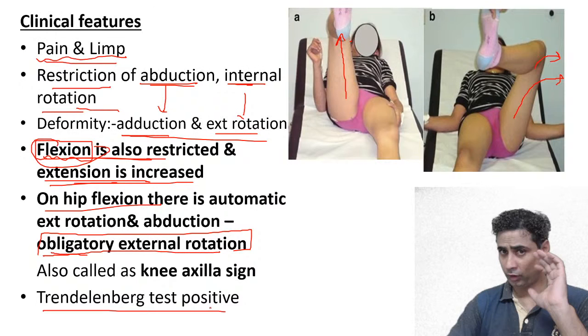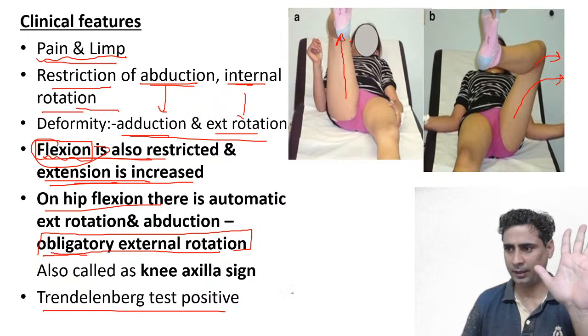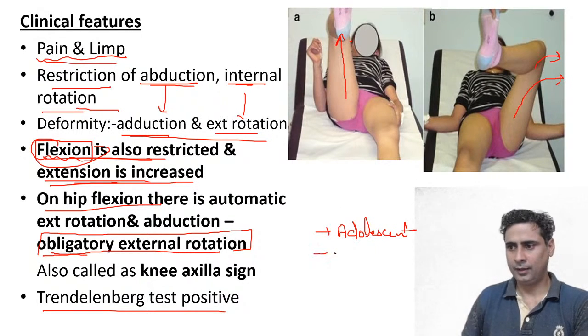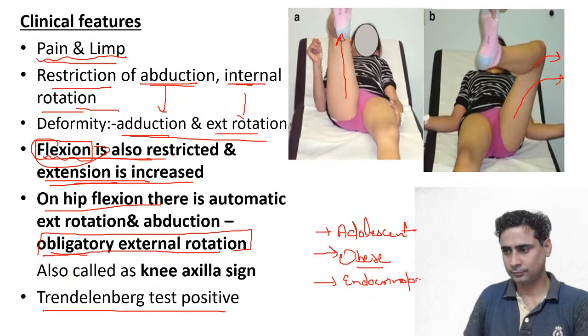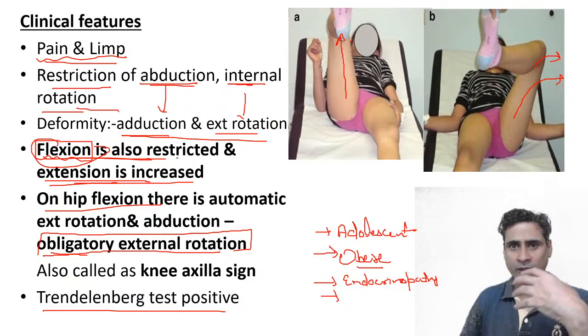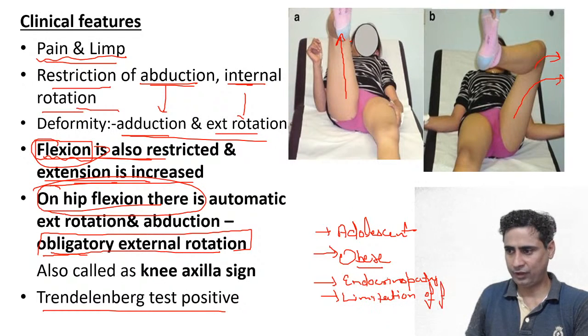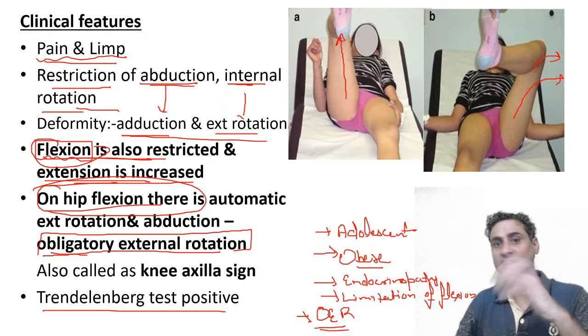So to remember SCFE, you will have to remember 5 important points which are very specific. First, adolescent age group. Second, obese or overweight. Third, associated endocrinopathy like hypothyroidism. Fifth, you should remember this very important clinical examination. Clinically, you can exclude everything if there is limitation of flexion. Extension is free. So, limitation of flexion. And finally, obligatory external rotation. So remember these 5 things, SCFE is over for you.